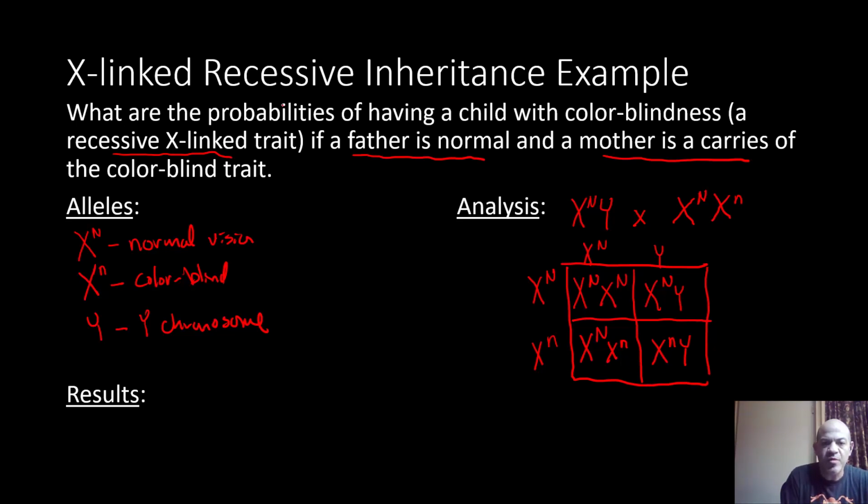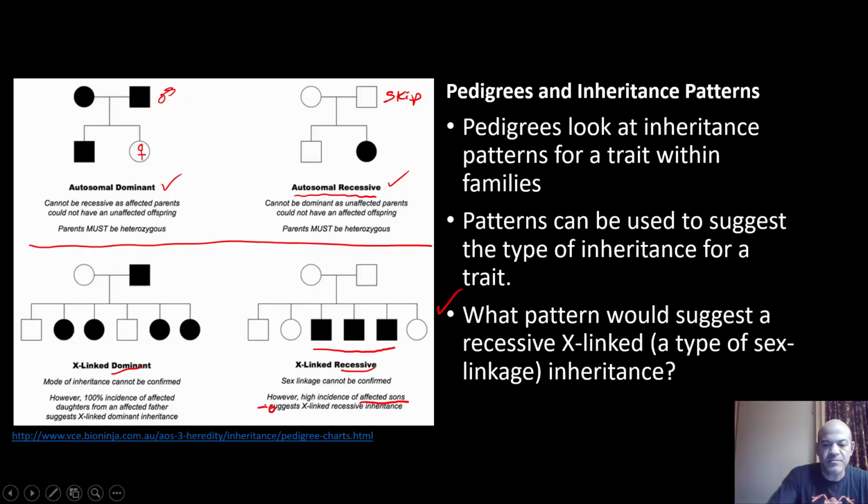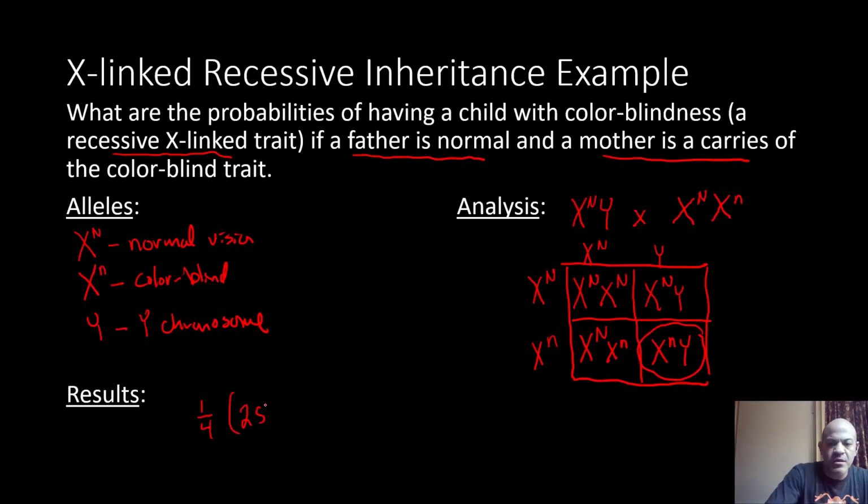So the question asks, what is the probability of having a child with color blindness? The probability is only going to be 1/4, and in this case all of them are going to be males. So the answer here would be 1/4, not 1/2, 1/4. You can also answer this as a percent, 25%. So 25% of the offspring are going to be colorblind and male. There is no chance at all for any females to be colorblind in this case.